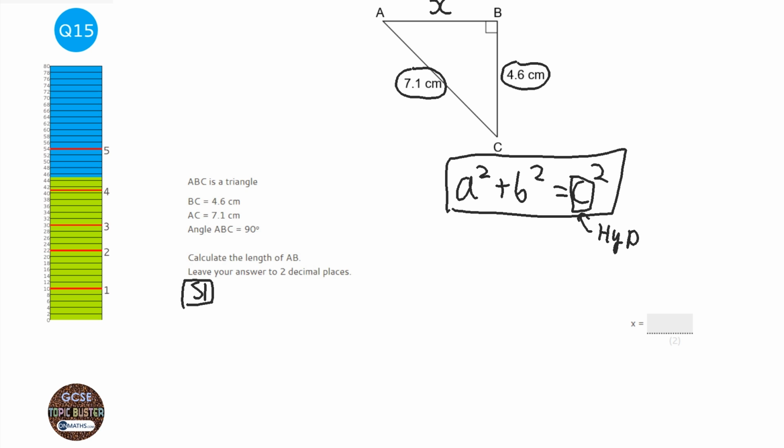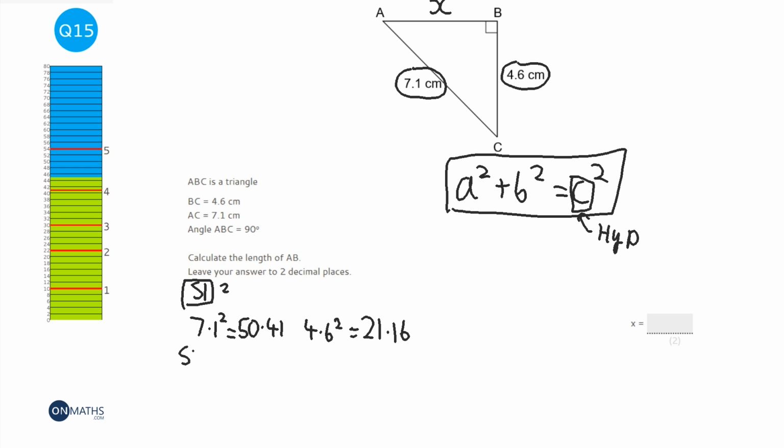Step 1 is just square every number that you have and put the biggest one first. Okay, so I'm going to do 7.1 squared and I'm going to do 4.6 squared. So on my calculator, 7.1 squared equals 50.41, and 4.6 squared equals 21.16. So step 1's done, I've squared them all. Step 2 is the only choice you have to make. You either have to add or subtract.